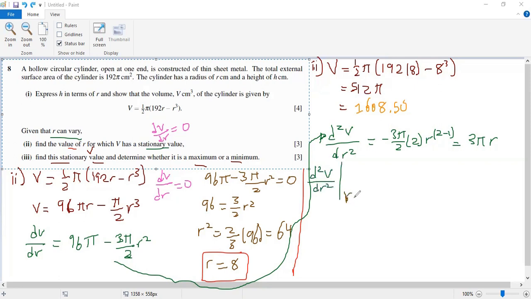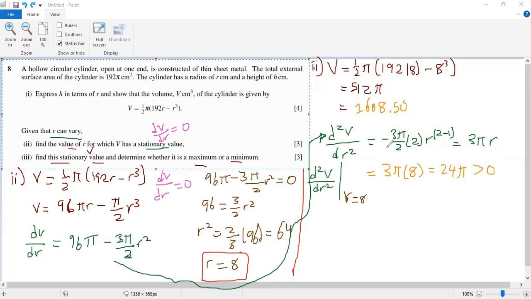So you put a slice like that and write r equals 8. That means you're evaluating the second differential when r equals 8. So 3 pi and the value of r is 8, so it becomes 24 pi. You don't even need to calculate. We know this is positive.